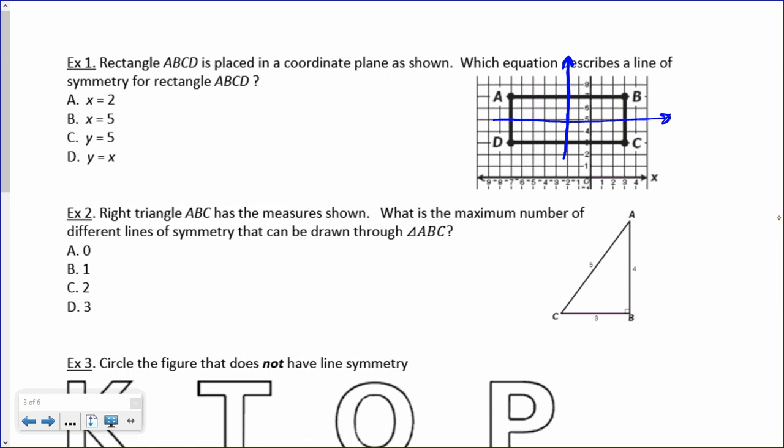X equals 2. Y equals 5. Does everybody agree with that one? Remember, y equals is a horizontal line. So y equals 5 is this one right here. If it's a horizontal line, it's a value of 5 on the y-axis. Right? That's how you know how to graph with the y equals and x equals stuff. Everybody get that one?